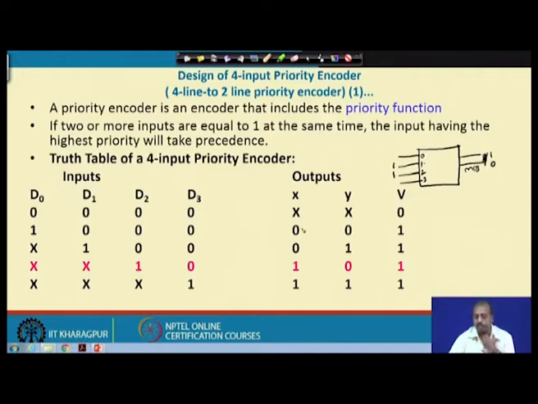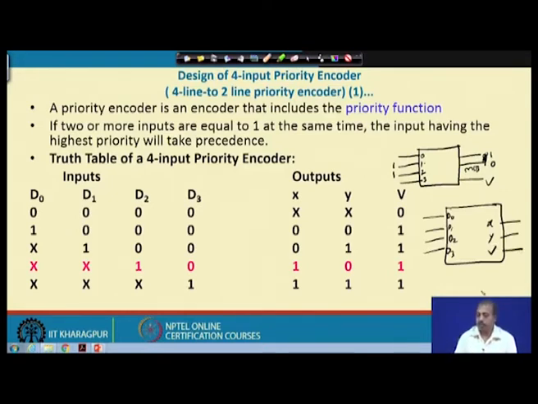Apart from this x and y, there is another output, valid. So, you can say that it is a 4 bit input. You have D0, D1, D2, D3. There are two outputs x and y, and there is another output which is valid, V.